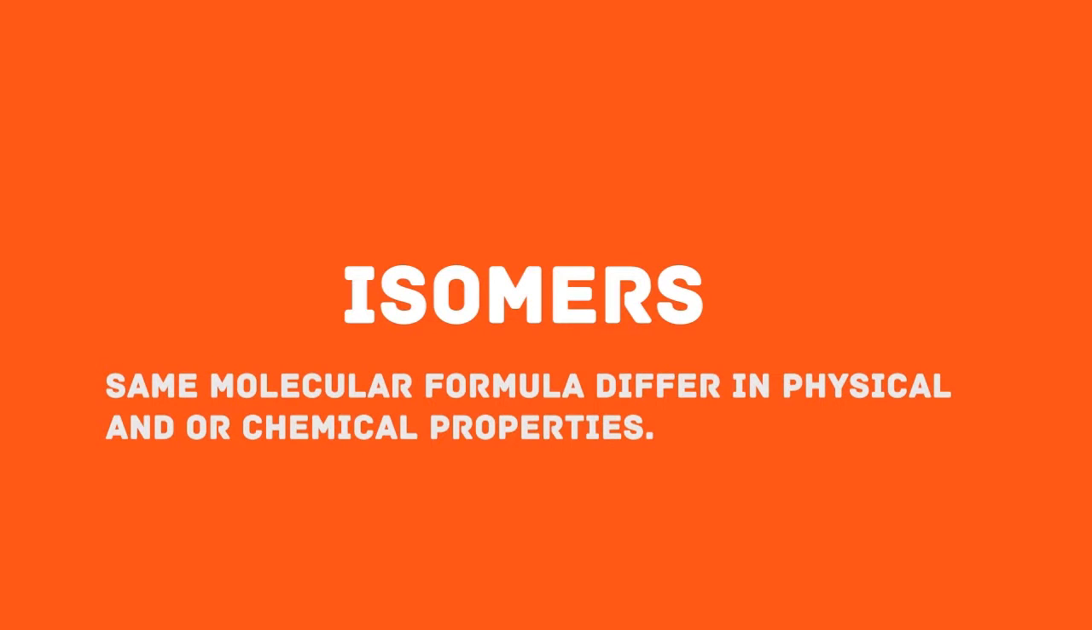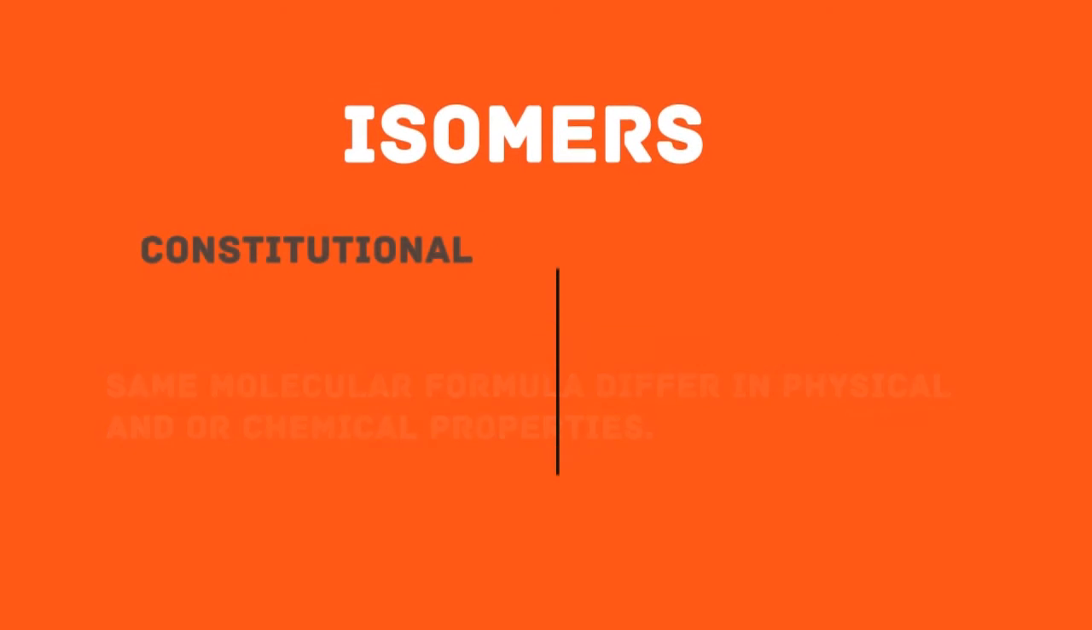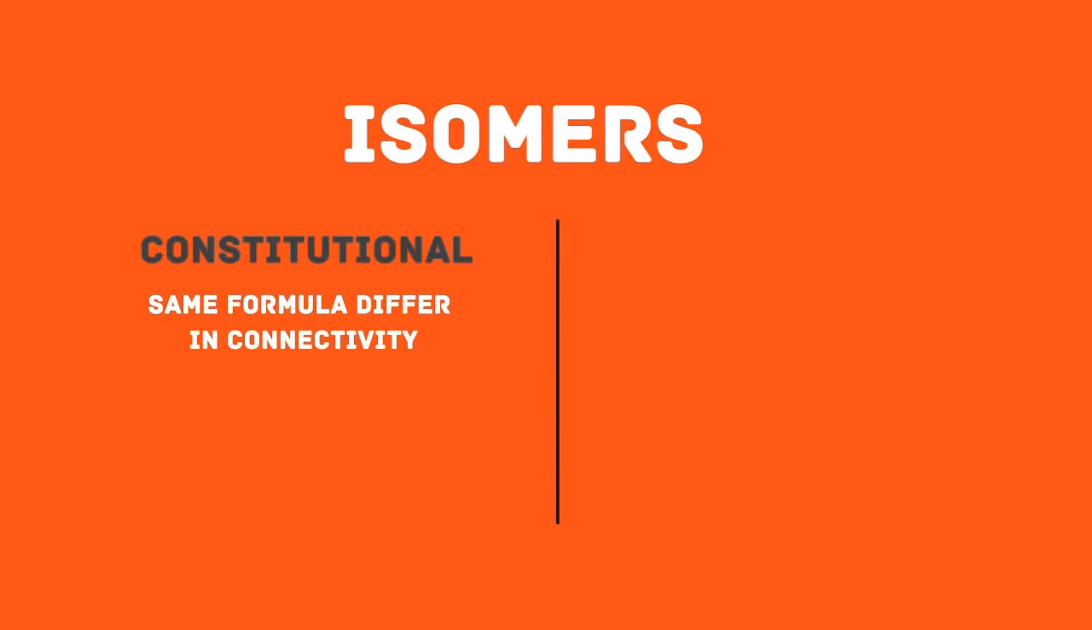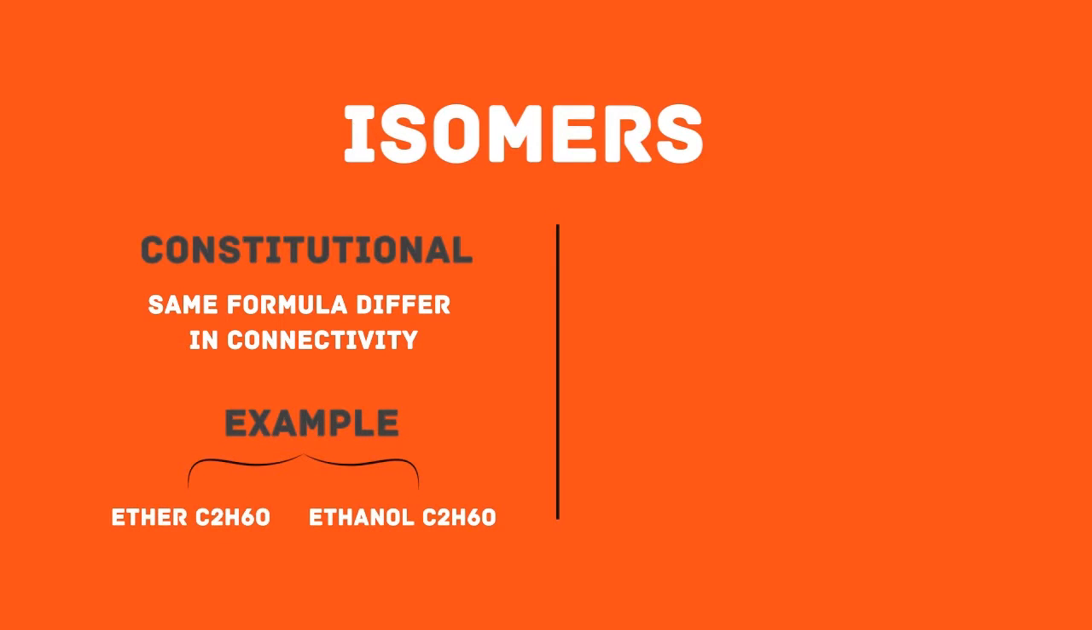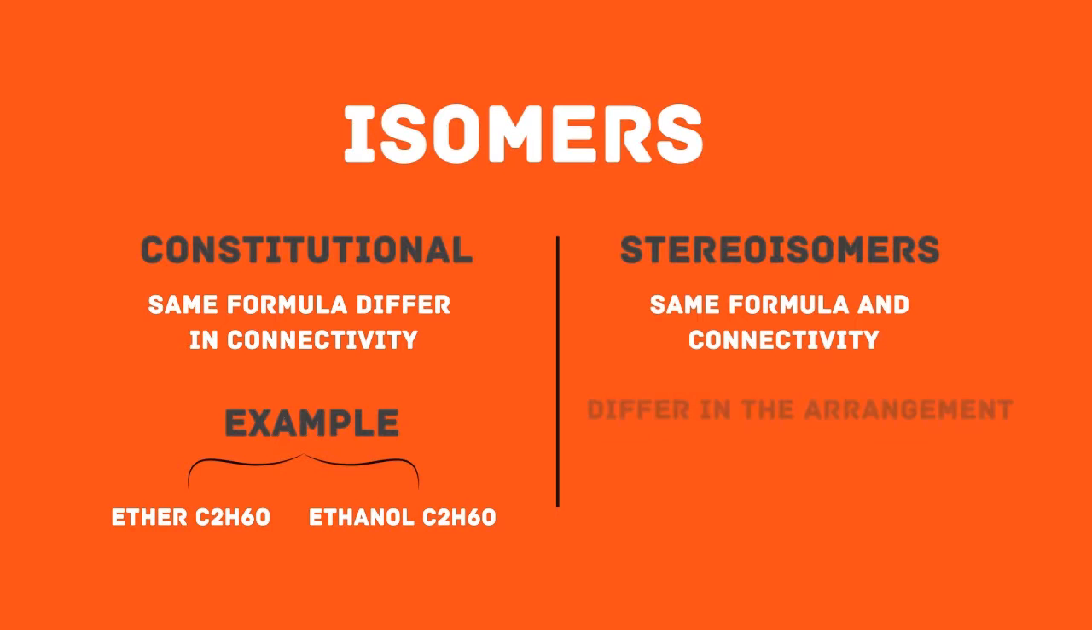Isomers. Isomers are compounds with the same molecular formula that differ in physical and/or chemical properties. Isomers are divided into: 1. Constitutional isomers, which have the same formula but differ in the connectivity of atoms, for example, ether and ethanol. 2. Stereoisomers, which have the same formula and connectivity but differ in the arrangement of their atoms.